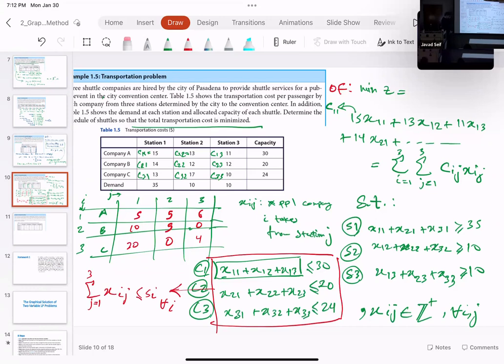Okay, we want to get used to writing constraints like that and reading them. These are for companies, and for stations, I'm going to do the same.